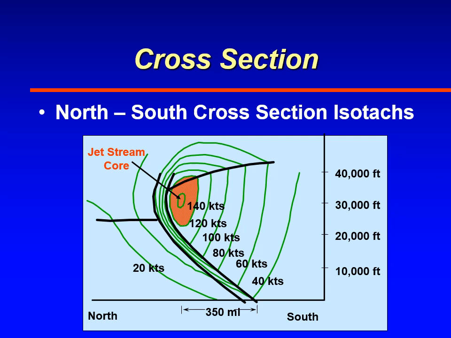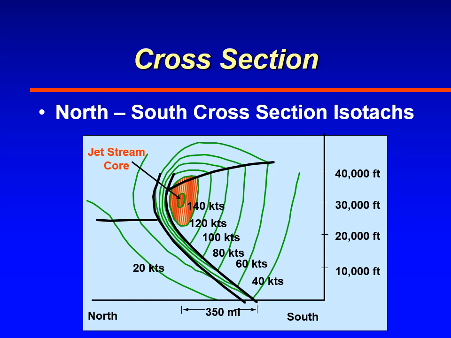This is a conceptual model of a cross-section across the jet stream. It's very much like what we just saw in the previous picture. However, it's simplified with green lines indicating isotachs. The red area is the strongest winds. That is your jet stream core.